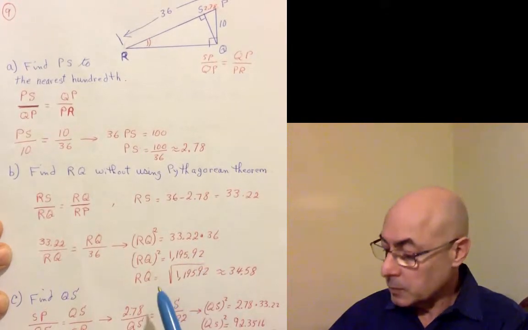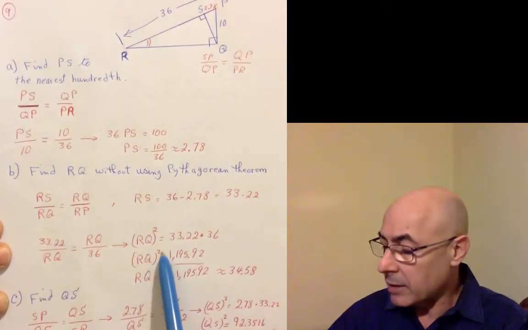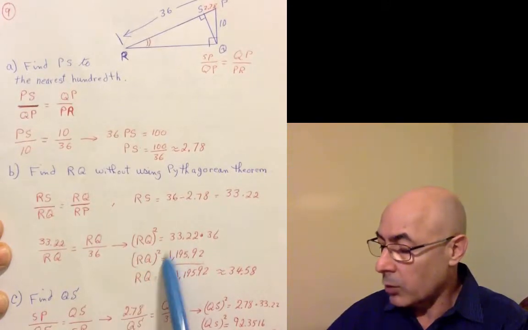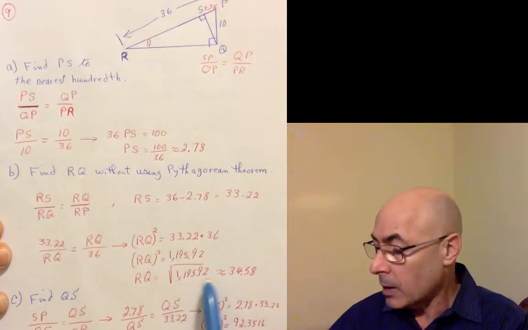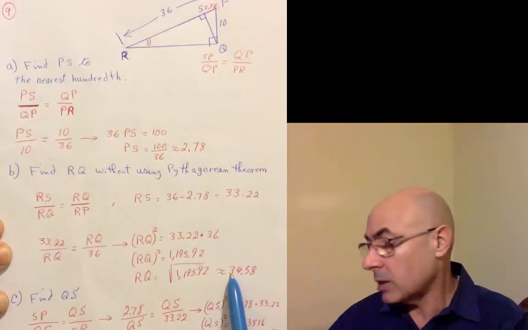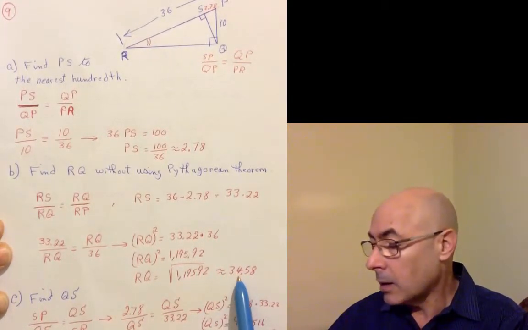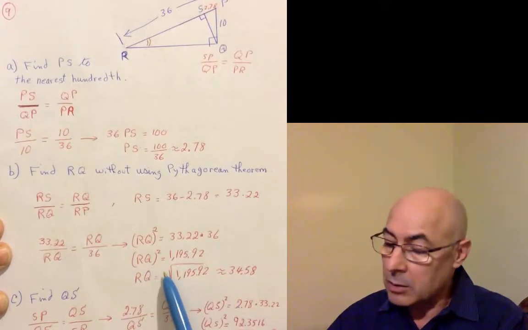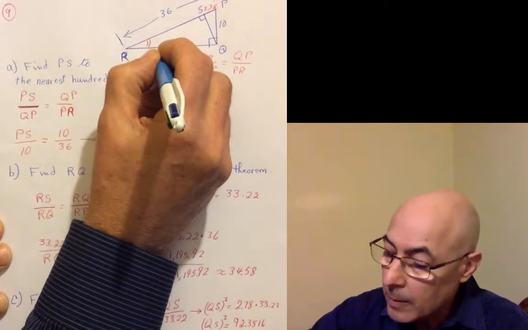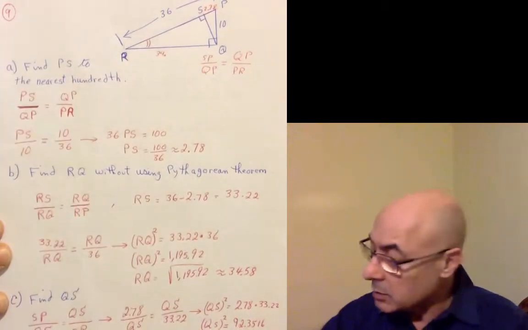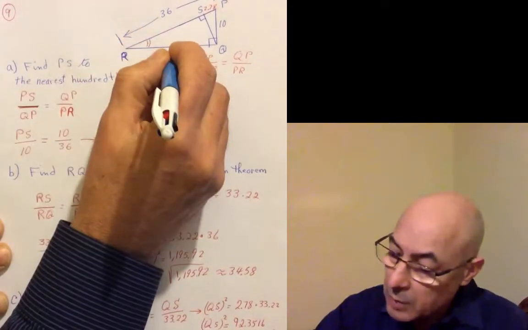So RQ squared equals 1195.92. I want to find RQ by itself without the squaring, so I square root both sides, so I get RQ equals square root of this number. Using calculator, it's approximately 34.58. That's RQ. So we know this part here is 34.58.